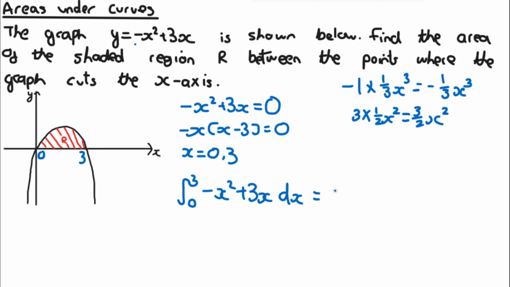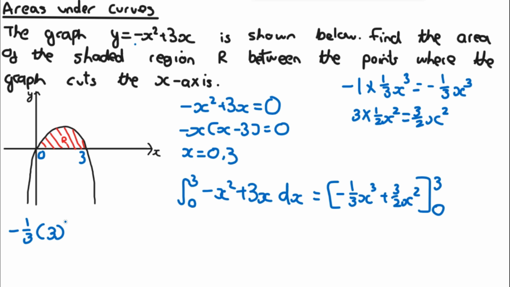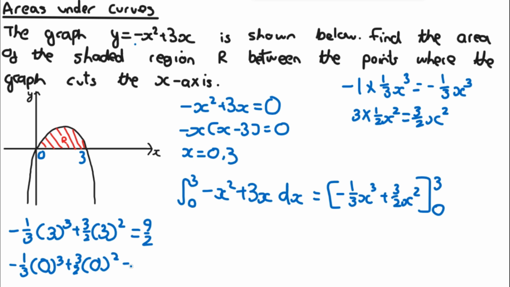So this is going to be equal to minus 1 over 3 x to the power of 3 plus 3 over 2 x squared, and then square brackets for the 3 and the 0. And then we sub in 3, so it's going to be minus 1 over 3 cubed plus 3 over 2 3 squared, which if you put into a calculator is equal to 9 over 2. And then we sub in 0, so it's going to be minus 1 over 3 0 cubed plus 3 over 2 0 squared, which is just going to be 0.